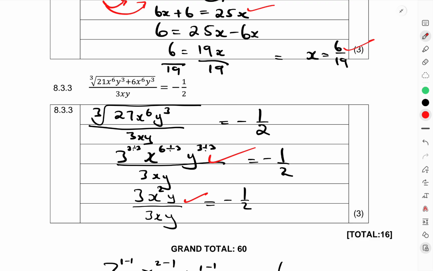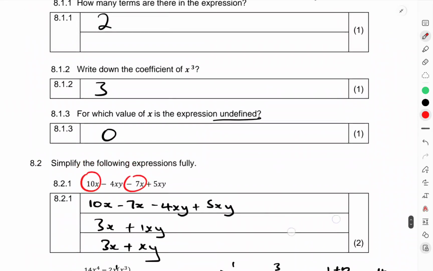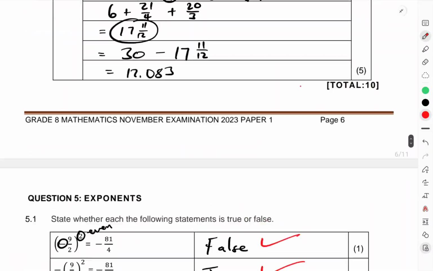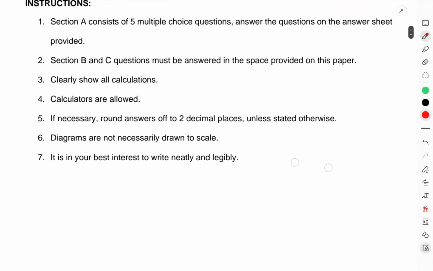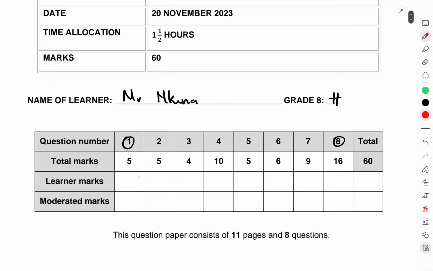I just hope we are able to see that if it was me who wrote this paper, it's possible to get 60 out of 60. This is how we're gonna mark. Learners mark. Myself, I was gonna get a 5, a 5, a 4, a 10, a 5, a 6, a 9, a 16. In total, I was gonna get 60. 60 over 60, 100%. Let us try to study. 100% is possible. Let us try to do our best.